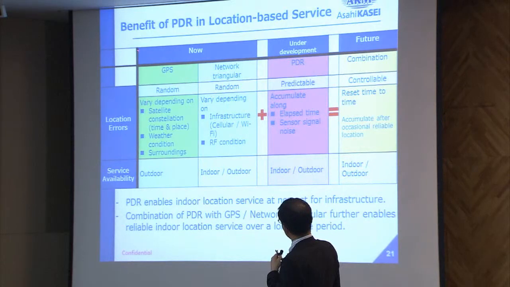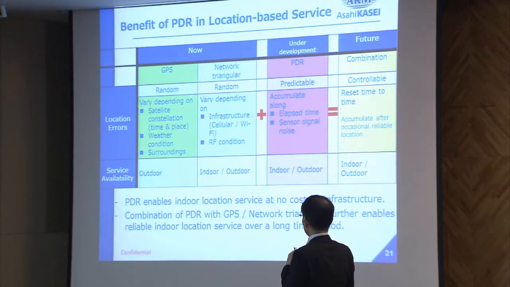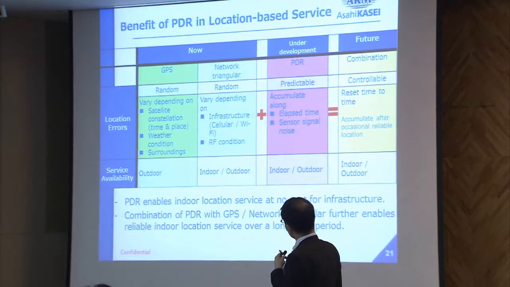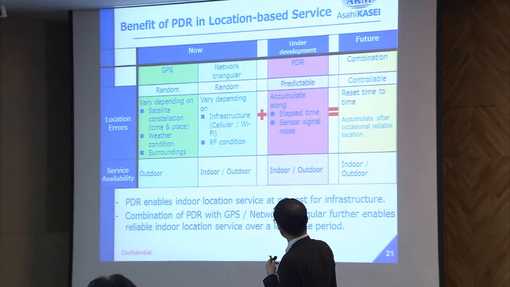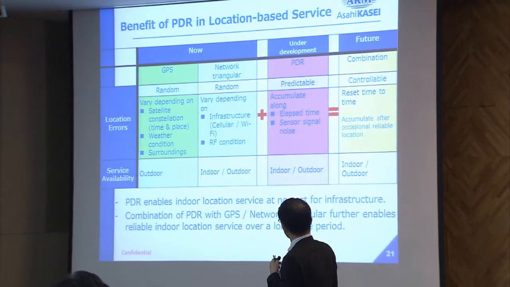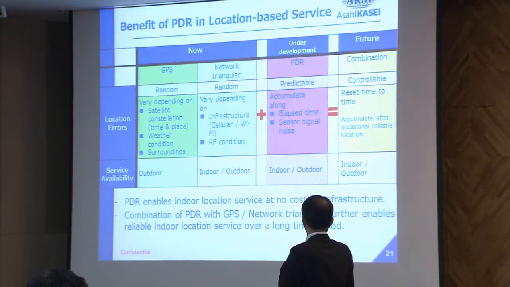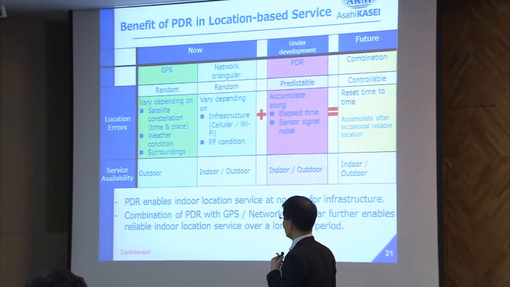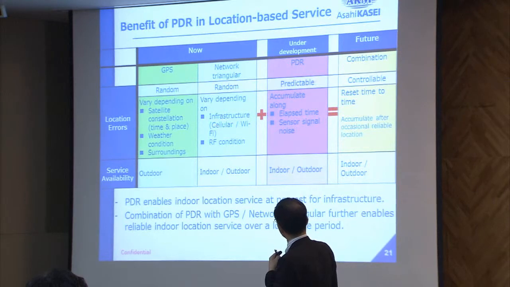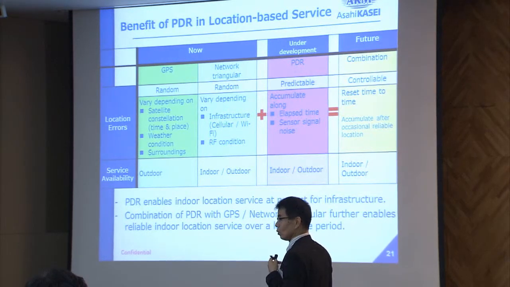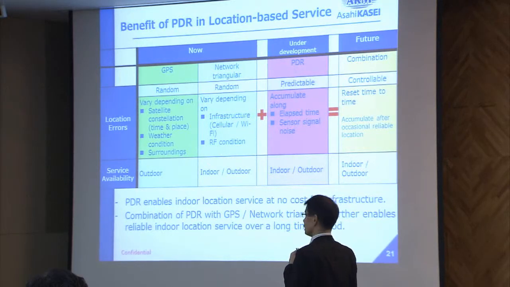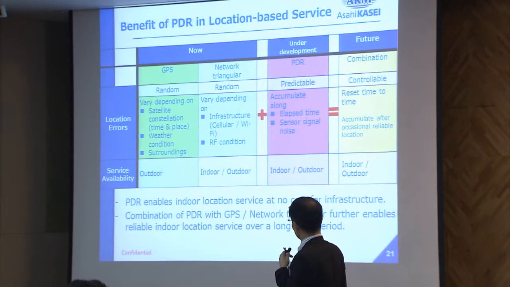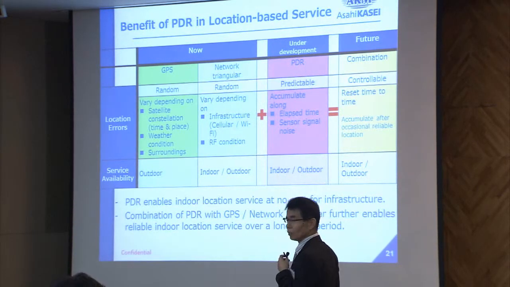And this slide shows the benefit of PDR. Current GPS is available only outdoors. As an indoor service, we have network triangulation, but this service needs support from infrastructure like Wi-Fi, and it is strongly influenced by the RF condition. So the accuracy of this service is not very good. As a reliable indoor location service, we propose PDR.